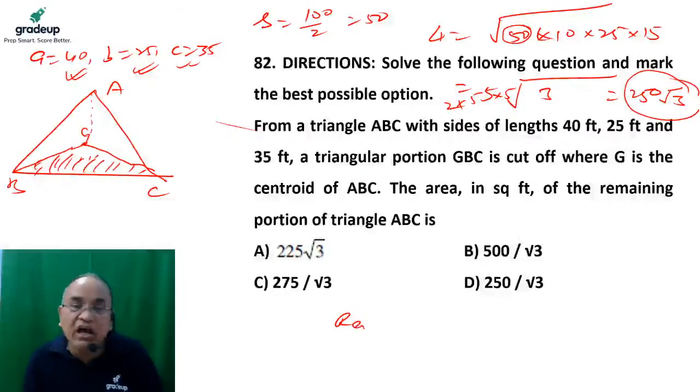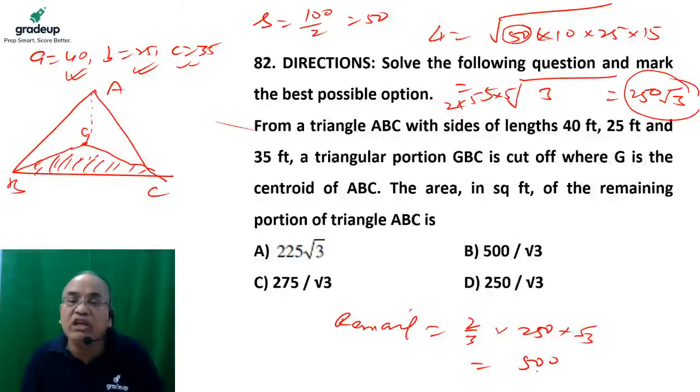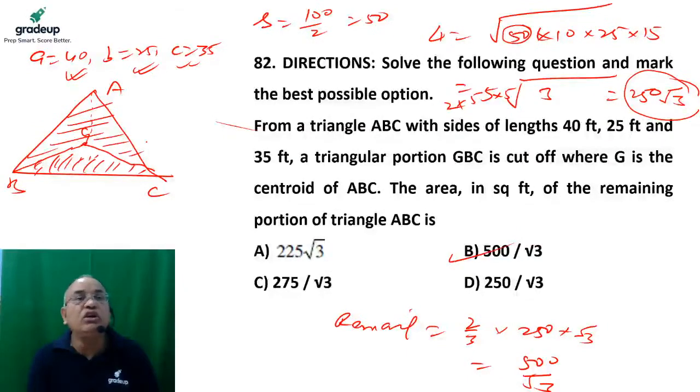So the remaining area is nothing but area of triangle ABC minus area of triangle BCG, which is 2/3 of the area of triangle ABC, which is 250 into root 3. Yes or no? So it is nothing but 500 upon 3 root 3. Then the correct answer would be B. So we have to take 1/3 area out from this. So the area of this white portion is 2/3 of the area of the triangle, as we know the centroid divides the triangle into 3 equal triangles as far as area is concerned.